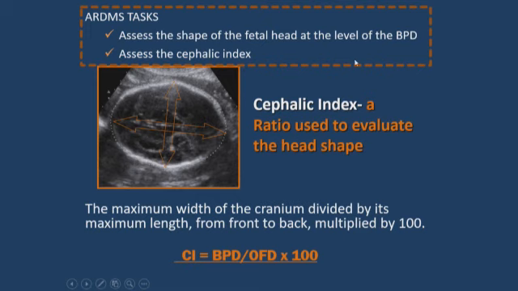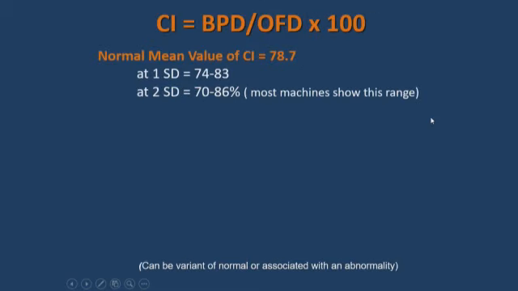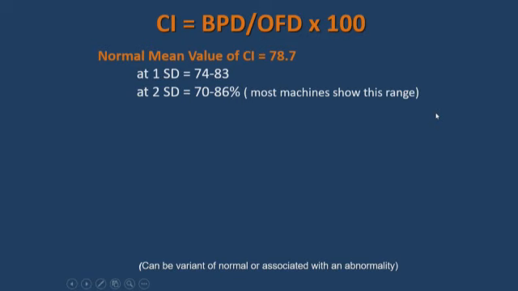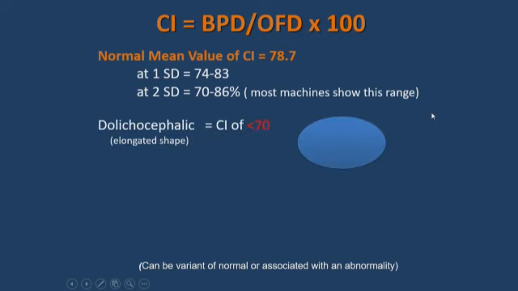All right, so the other thing that our ARDMS wants us to assess is the shape of the fetal head at the level of the biparietal diameter and assess the cephalic index. The cephalic index is a ratio to evaluate the shape of the head. So we're going to take the BPD divided by the OFD times 100. Your machines usually calculate this automatically. We're just showing you that formula, so in case they show that to you, you know what it's for.